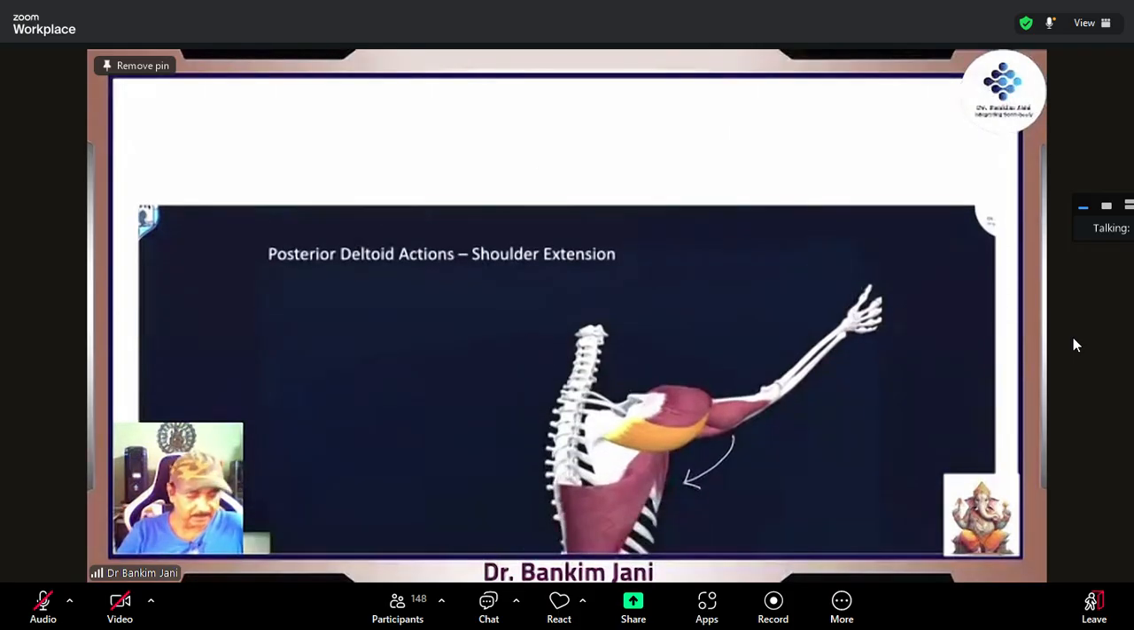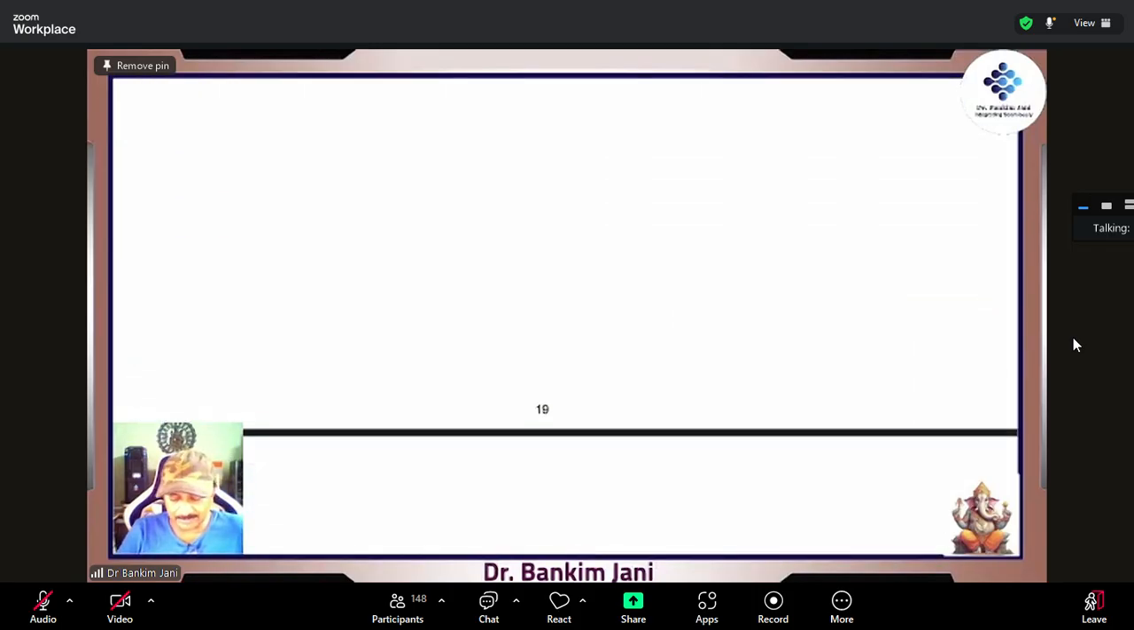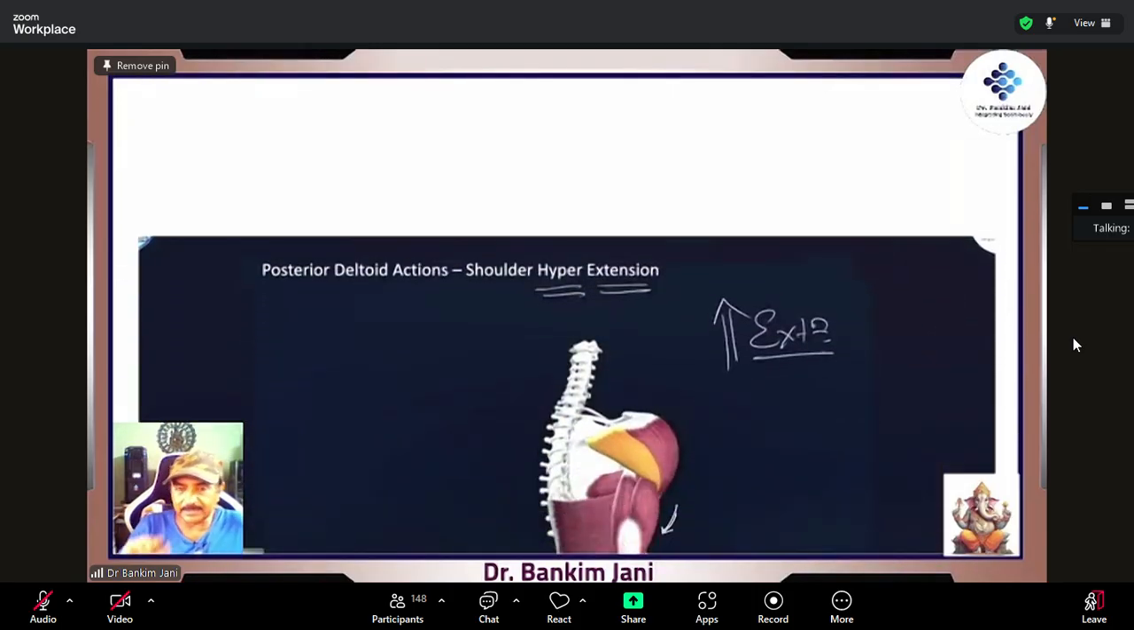The next, right? So posterior deltoid, also the shoulder extension, reverse of shoulder flexion. If anterior is going for flexion, the back one pulls to take it back, right? So this is called a shoulder extension. But one extra thing which we'll be adding is the hyperextension. Hyperextension is that when this is flexion and it comes to the neutral position, it is called extension. But when we take it back, still further back, right, that is what is called hyperextension. Remember this.